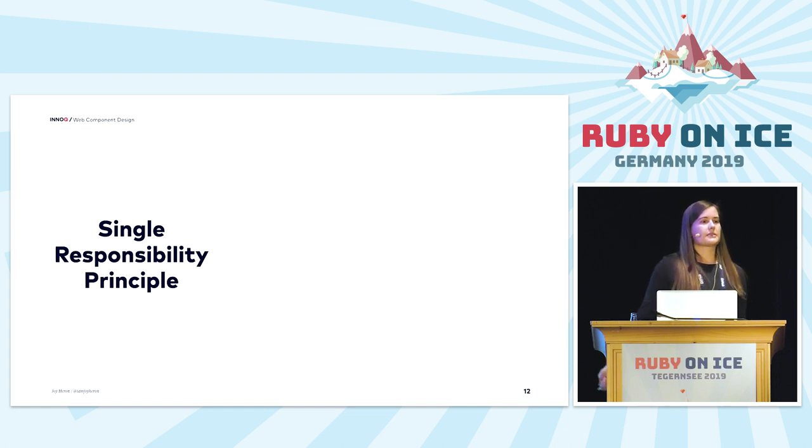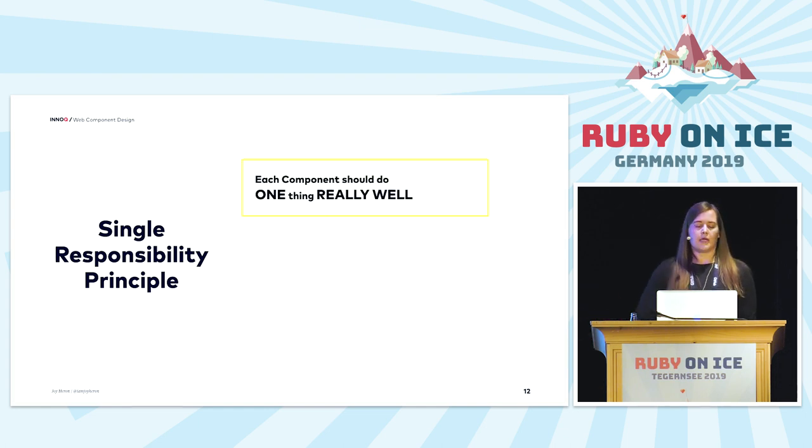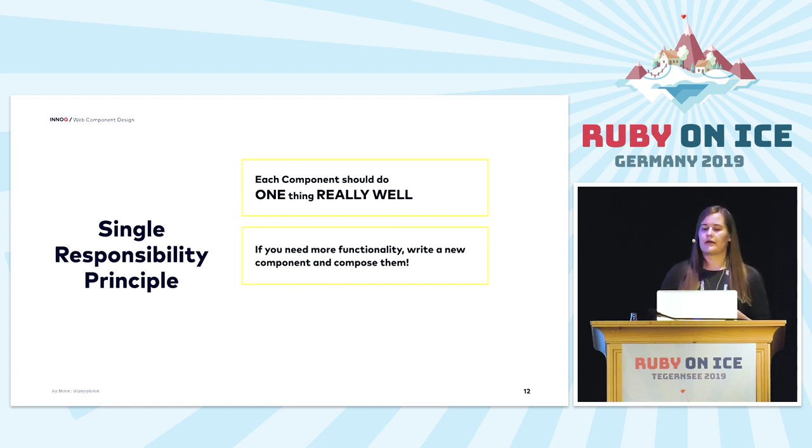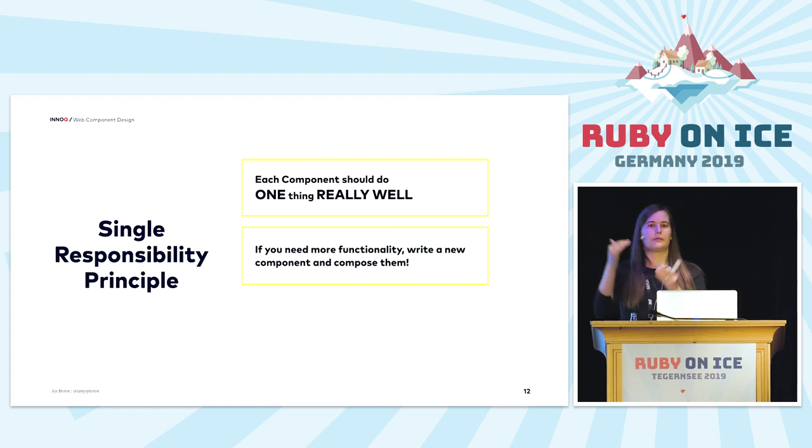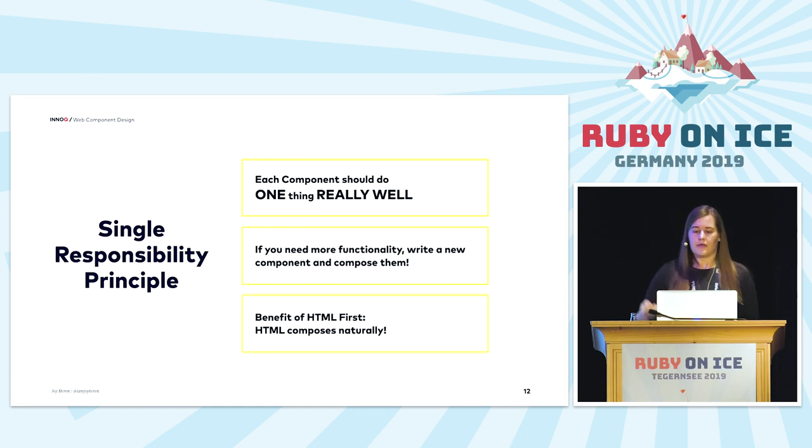With web components, the single responsibility principle is also very important, because each component that I develop should do one thing, and it should do this one thing really well. And if I need more functionality, I can just write a new component and either put the components next to each other, or if they're really related, I can encapsulate them in each other. I can compose them together. This is another benefit of the HTML-first approach, because HTML composes naturally. It's a markup language, and the markup language by default has the parent tags, and then all of the children come inside the parent tags. So we have a natural composition.